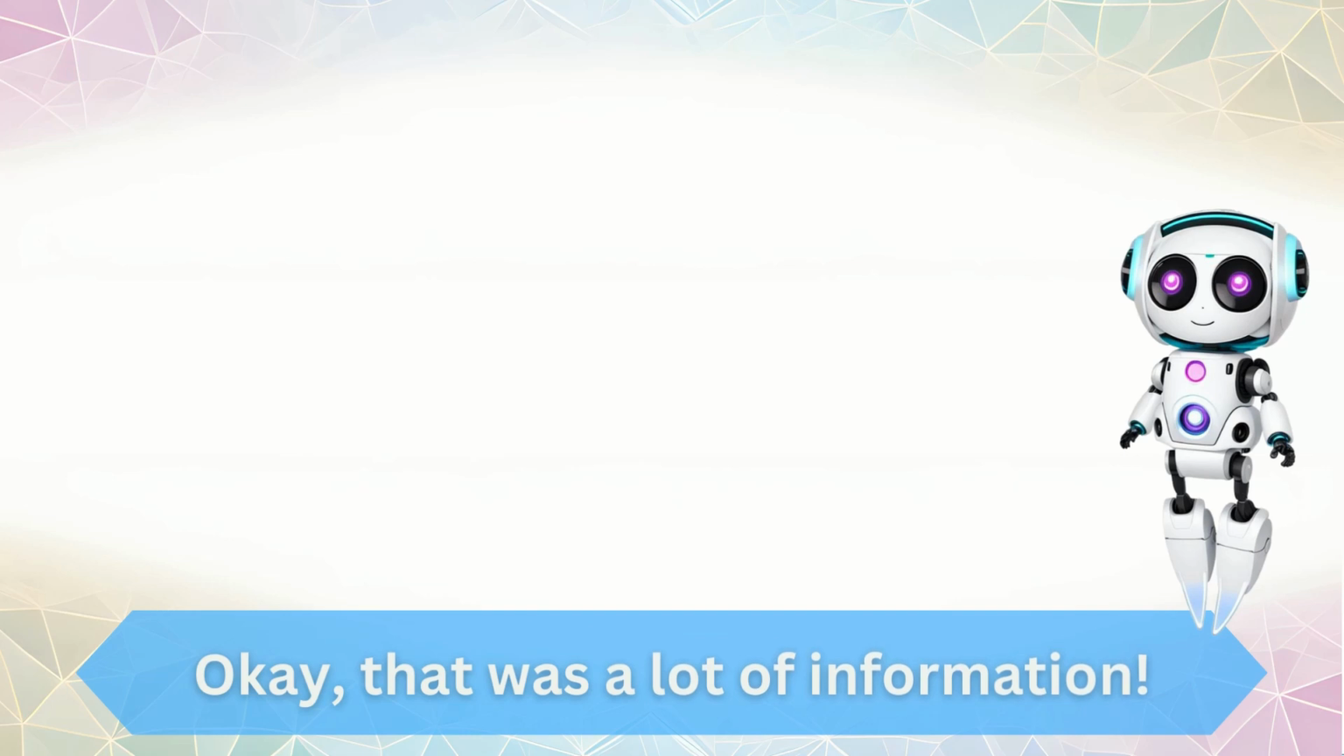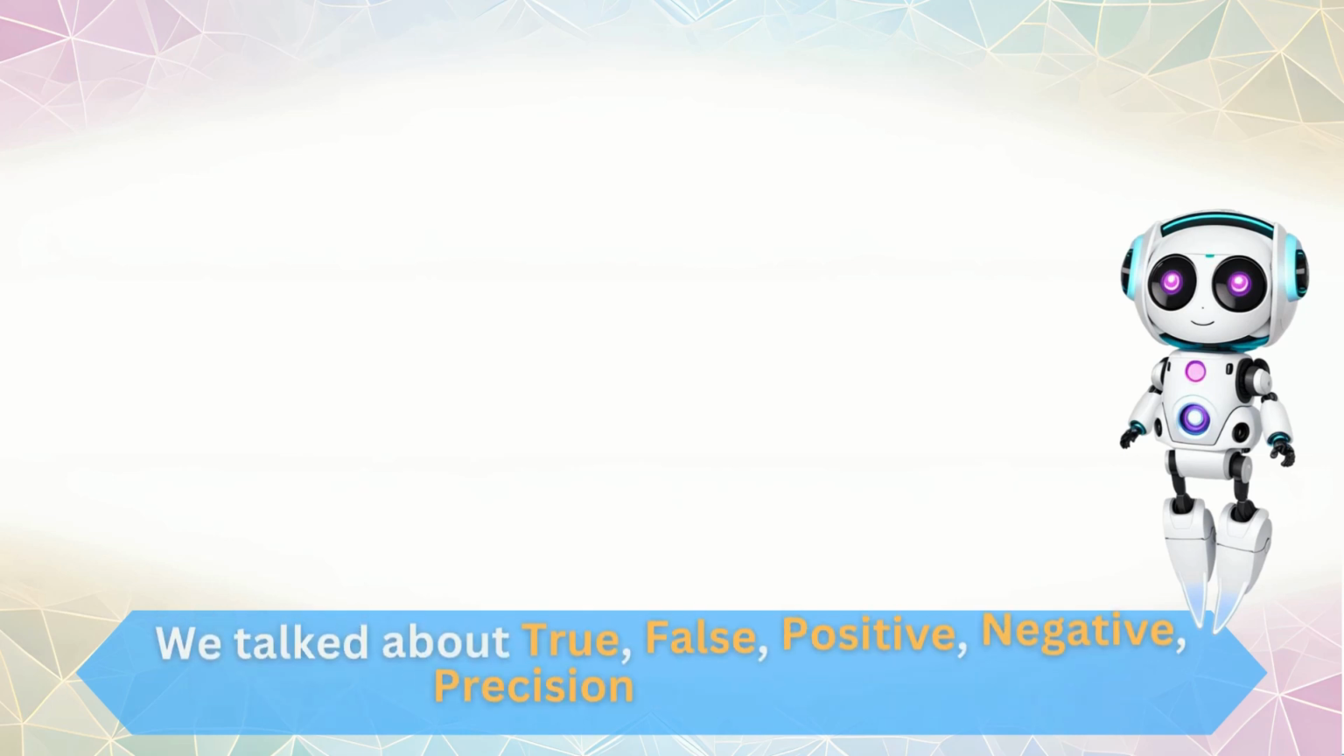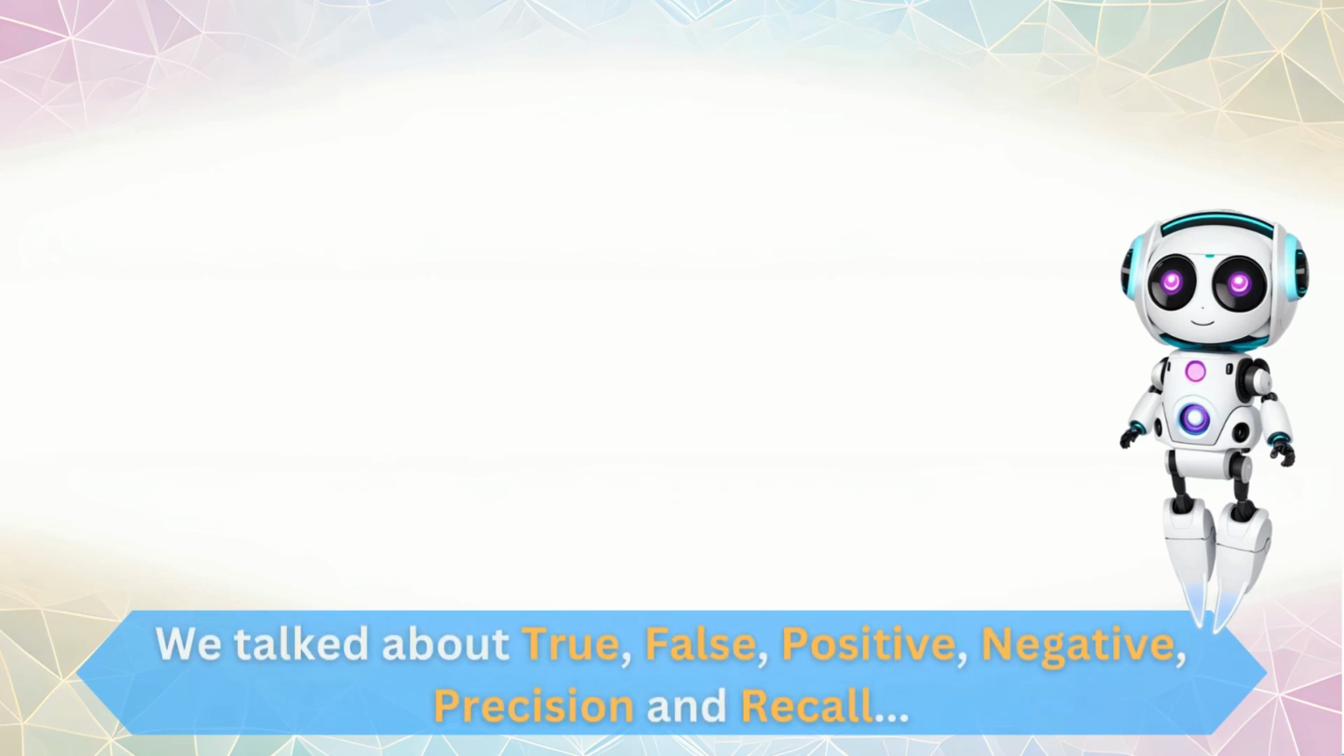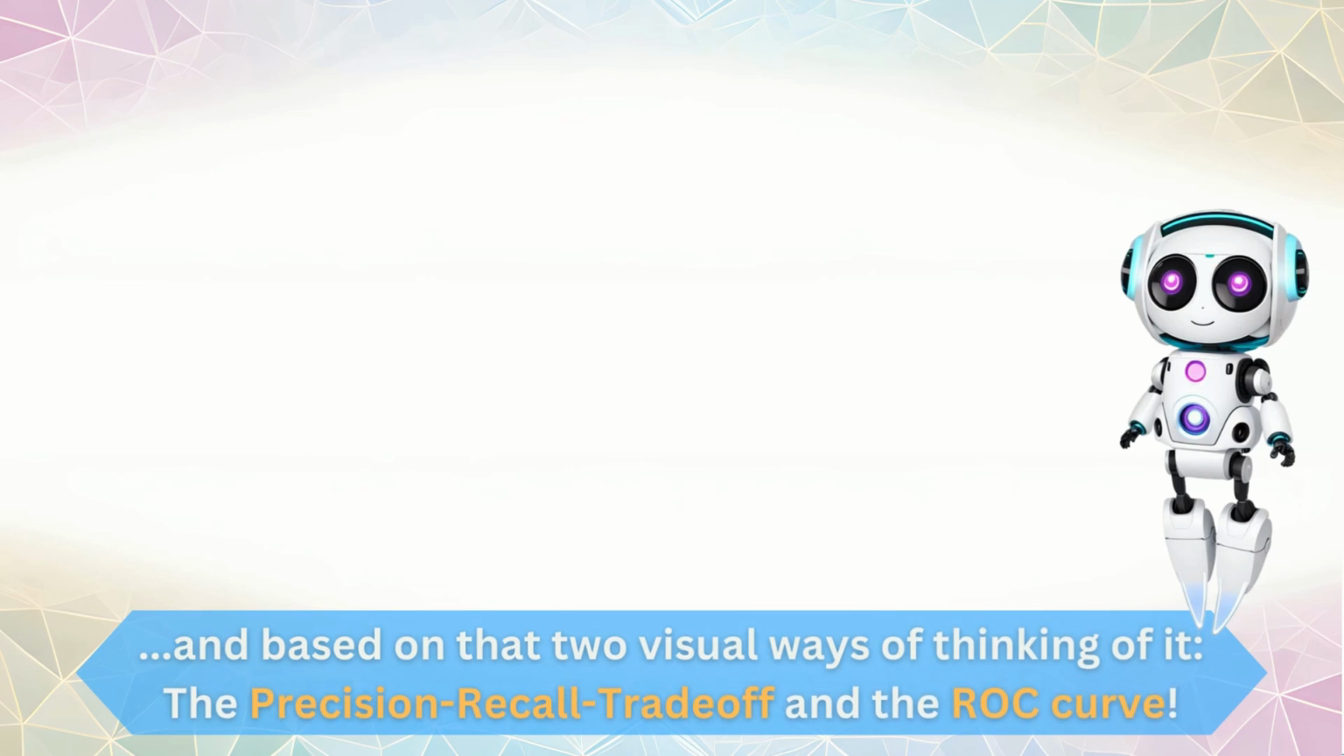Okay, that was a lot of information. We talked about true, false, positive, negative, precision, and recall. And based on that, two visual ways of thinking of it, the Precision-Recall-Tradeoff and the ROC curve.